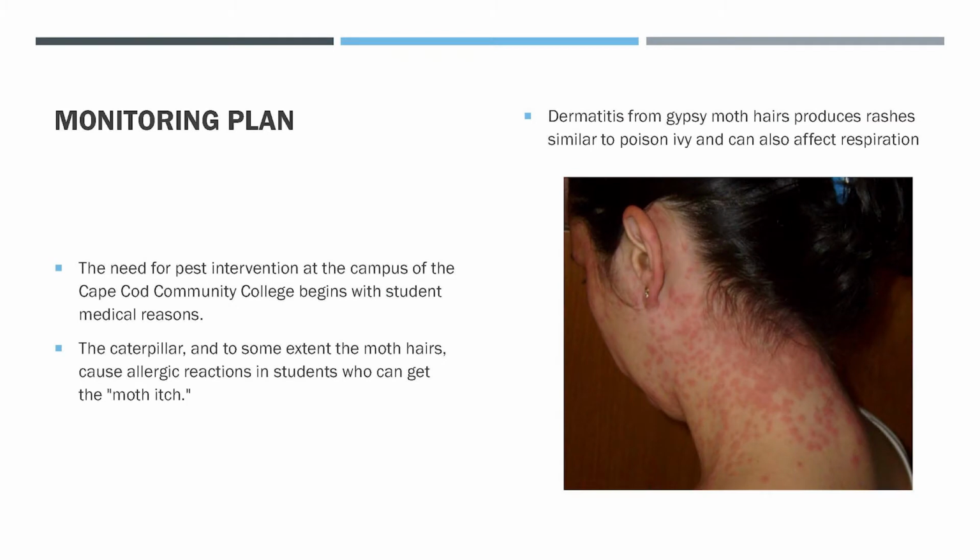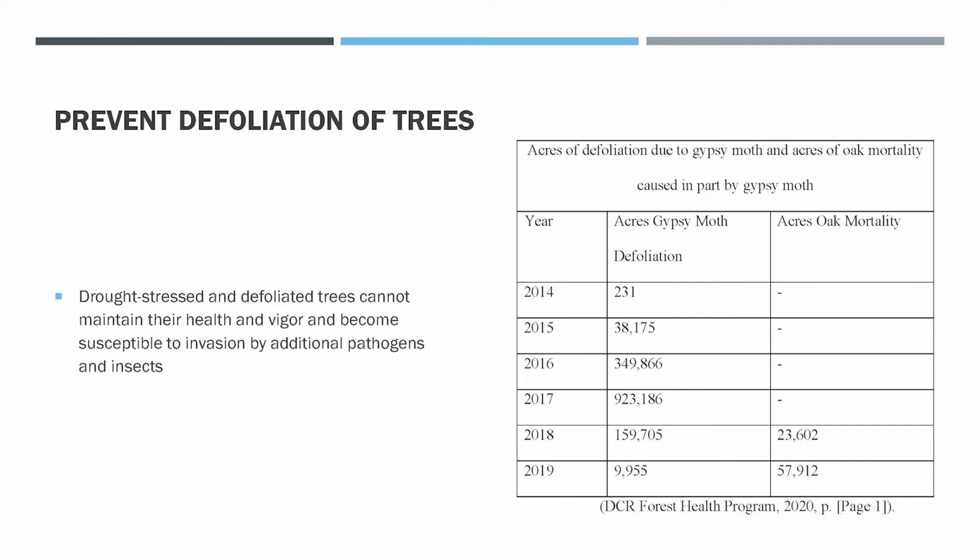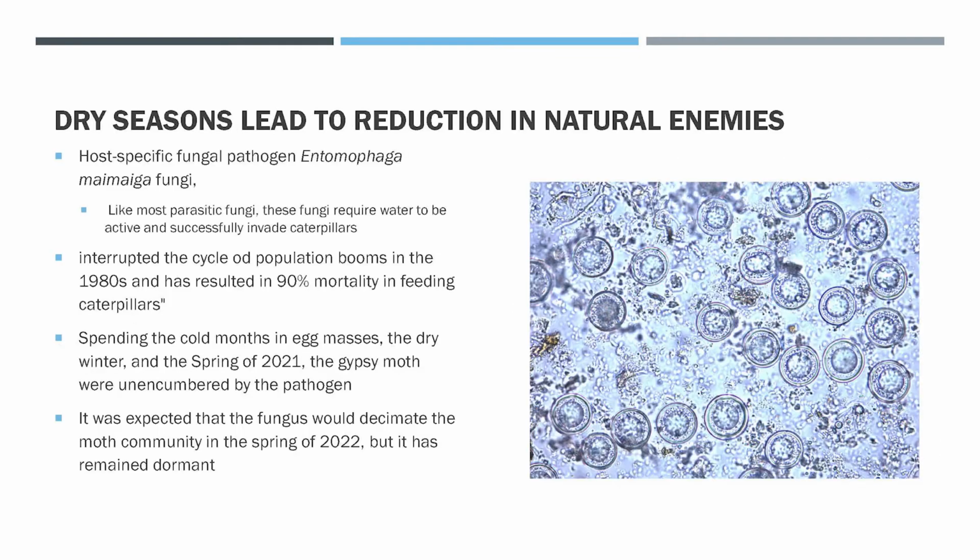So now to our monitoring plan. The need for pest intervention at the college begins with student medical reasons. Dermatitis from gypsy moth hairs produces rashes similar to poison ivy and can also affect respiration. In addition to the medical reasons, we want to prevent defoliation of trees in and around campus. Gypsy moth caterpillars' favorite host is white oak, which the Cape Cod Community College and surrounding conservation land is full of. This scenario assumes that the trees are already drought stressed. Trees like this really can't maintain their vigor. It was the dry seasons that led to the reduction in natural enemies.